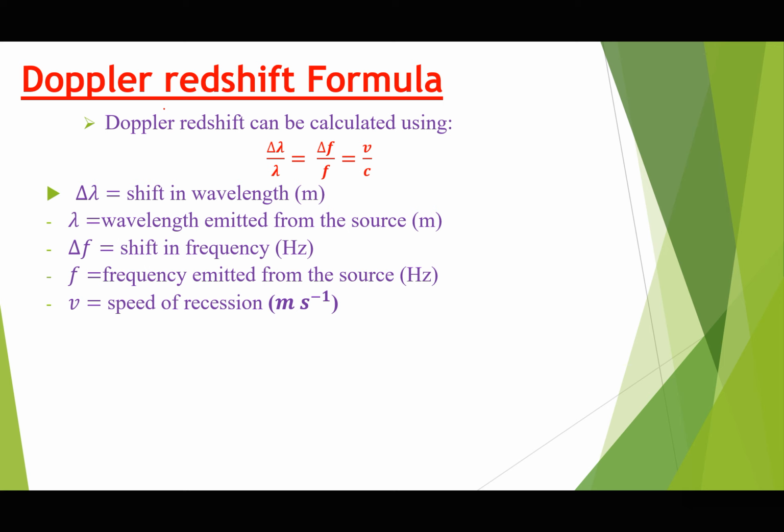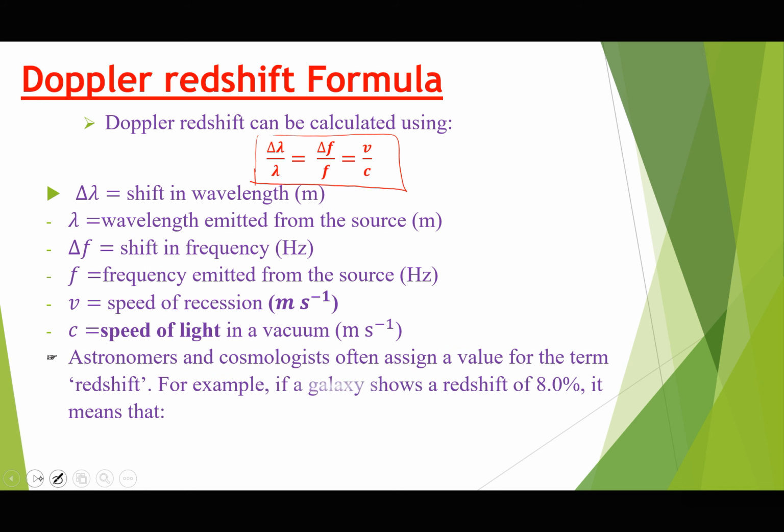So it's the speed with which the galaxy is moving away from the observer. Then of course we know that c is the speed of light. So this is what we call the Doppler equation. Okay, so in an exam we should be able to use this expression for calculations, and it is always given in the list of formulae.